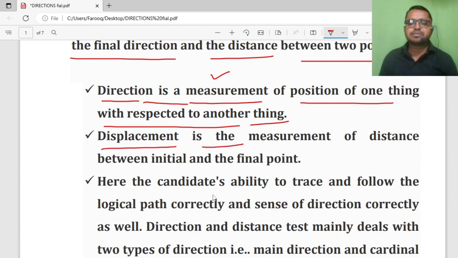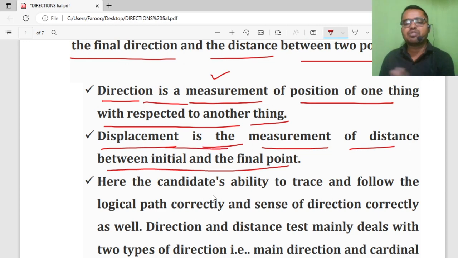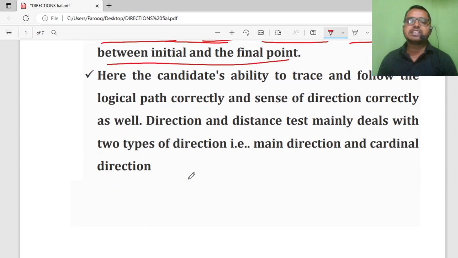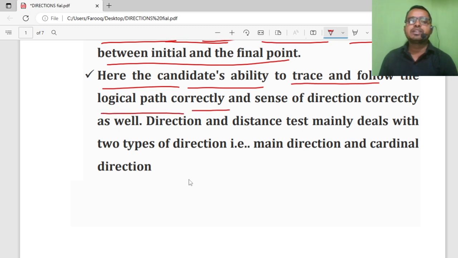Displacement is the measurement of distance between the initial and final point. डिस्प्लेसमेंट का मतलब जो है हमें इनिशियल पॉइंट से और फाइनल पॉइंट के बीच में का दरमियानी फासला जो मालूम करते हैं उसको हम डिस्प्लेसमेंट बोलते हैं. We are finding the distance between the initial and final point, which is nothing but the displacement. Here the candidate's ability to trace and follow the logical path correctly, and to use the sense of direction correctly, is tested.